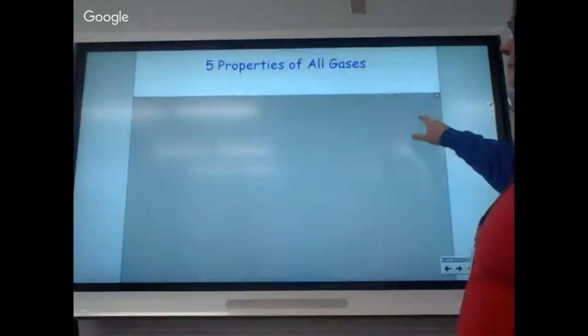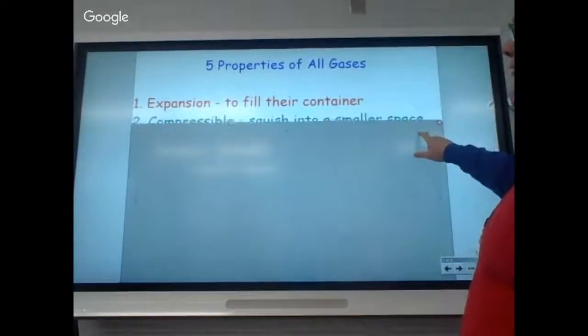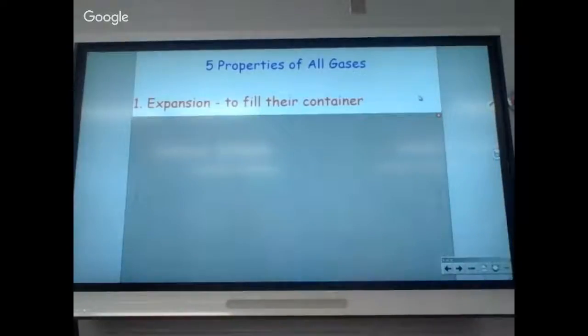Alright, so all gases have 5 properties. One is the ability to expand and fill their containers. Now, sometimes students will tell me that liquids have the ability to expand.